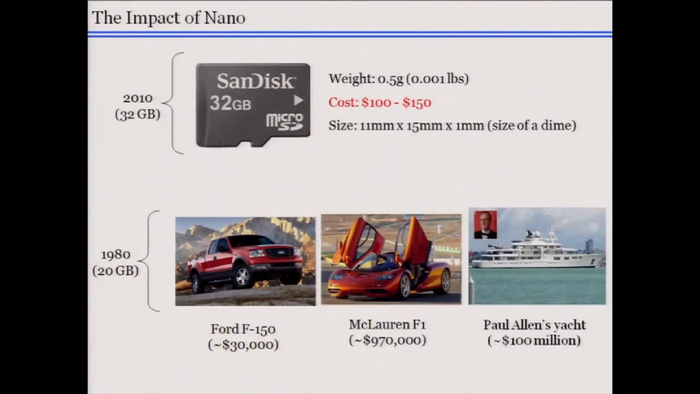So how much did 20 gigs cost in 1980? So here I made it a little trickier. Did it cost as much as a Ford F-150, or about $30,000? As much as a McLaren F1. There's a McLaren dealership if you go up the road into Redwood City. They've got some pretty swanky cars. So about $1 million. Or did it cost as much as Paul Allen's yacht? So about $100 million. So I'll let you discuss again, and we'll take a vote in a minute.